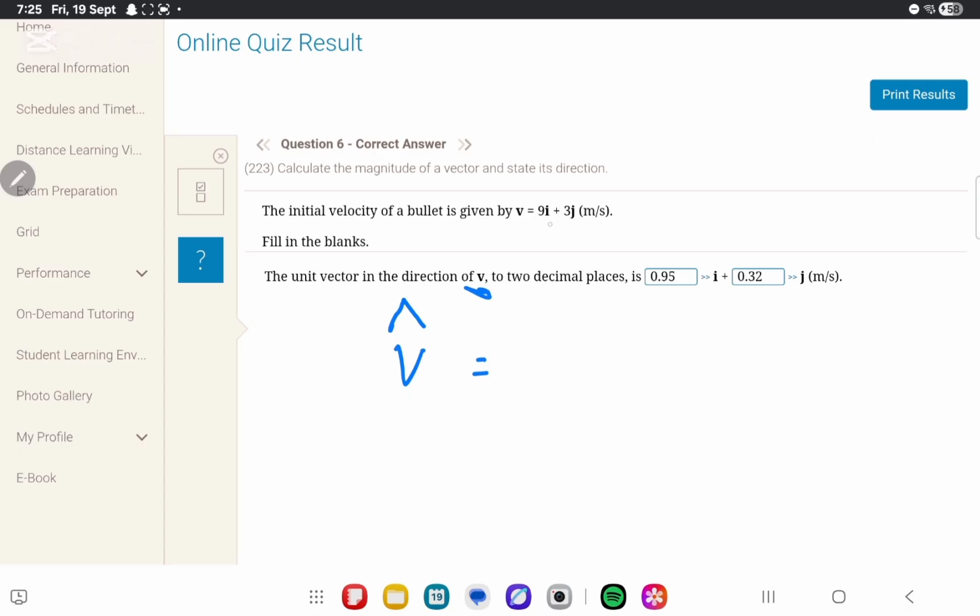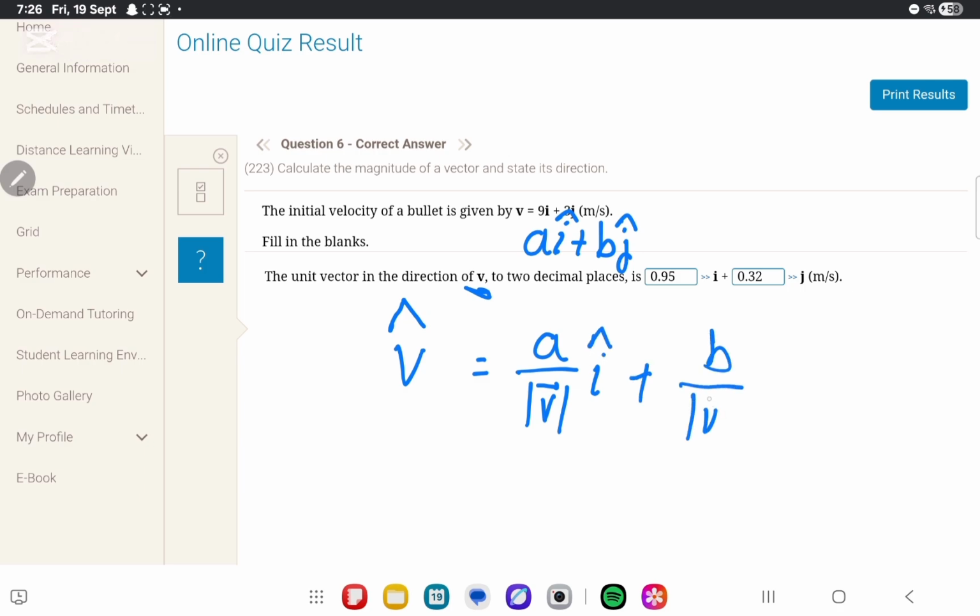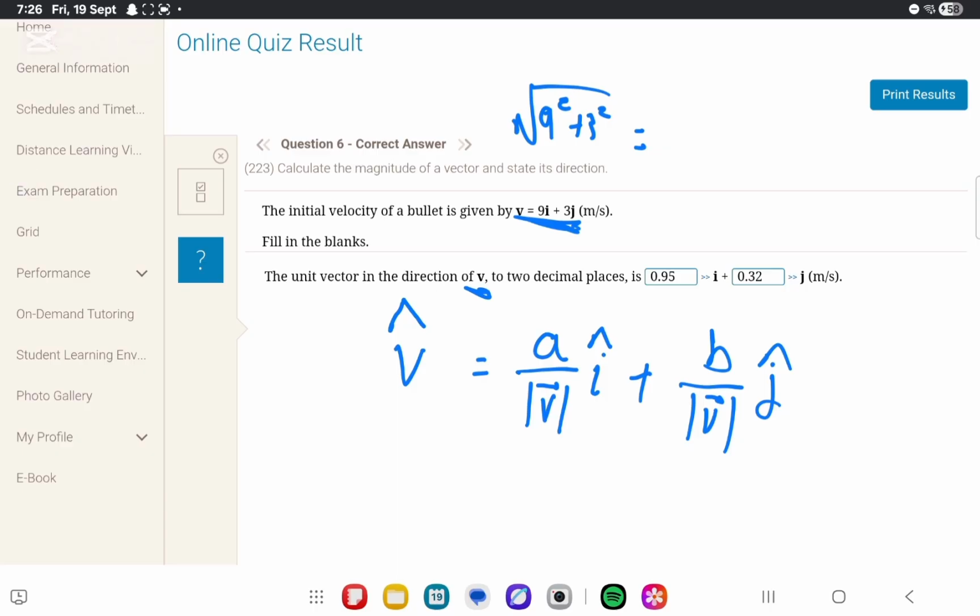let's say it was given as ai plus bj. We're going to say it's a over the magnitude of v i plus b over the magnitude of v j. The formula looks a little bit annoying, but I promise once you see me applying it, it's not going to be that hard. First of all, let's find the magnitude. The magnitude of this is going to be radical 9 squared plus 3 squared, which equals 3 radical 10.